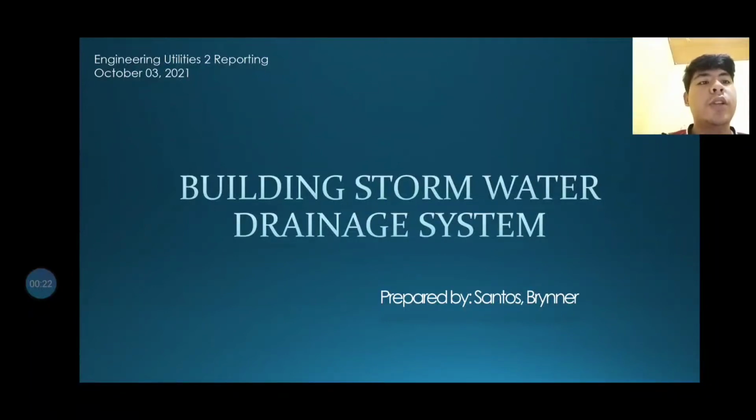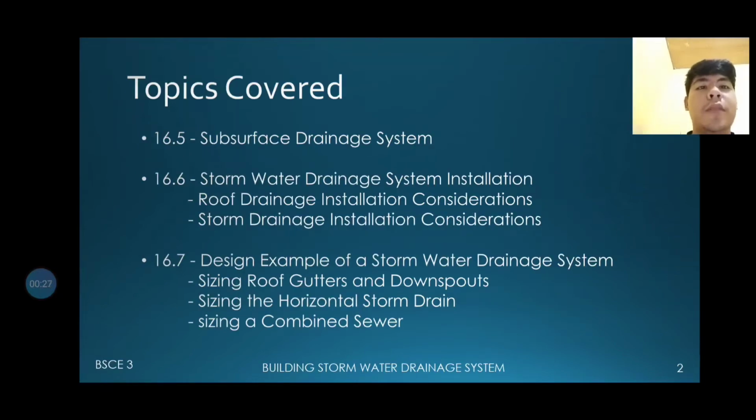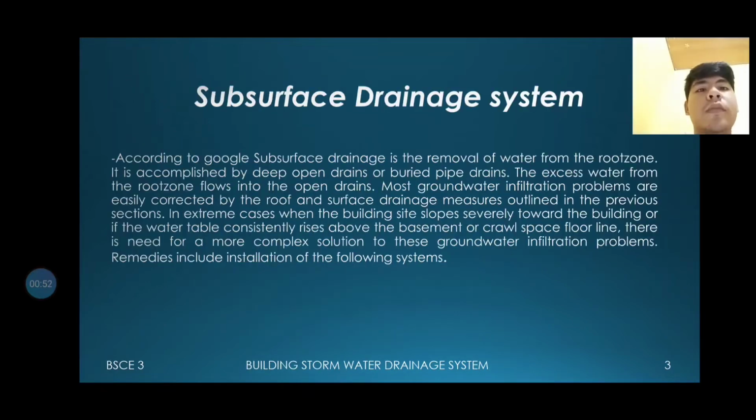My topic for today is building stormwater drainage system. So, the topics I will discuss are subsurface drainage system, stormwater drainage system installation, under that are roof drainage and storm drainage installation considerations. Next is the design example of a stormwater drainage system. Under that are sizing roof gutters and downspouts, sizing the horizontal storm drain, and sizing a combined sewer.